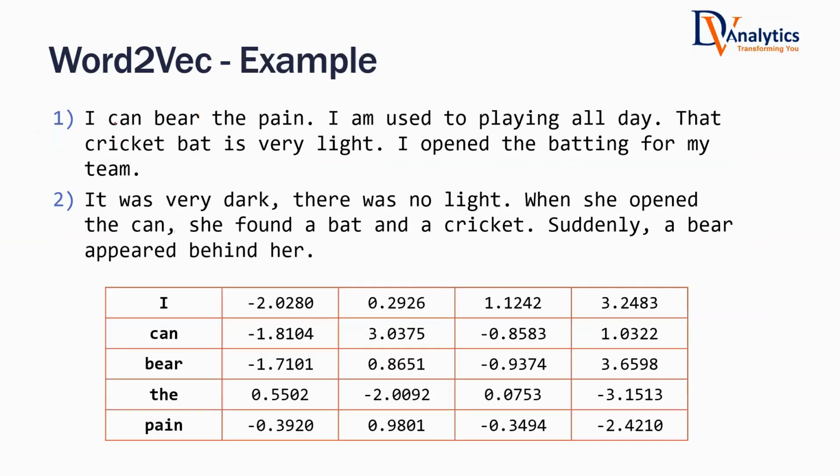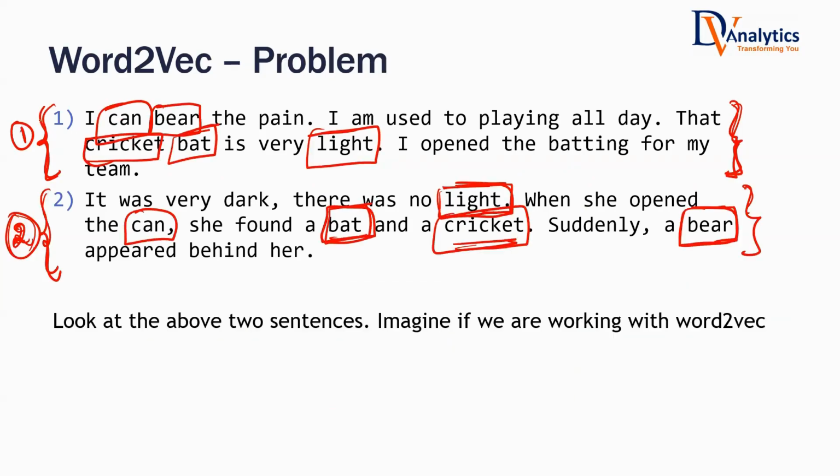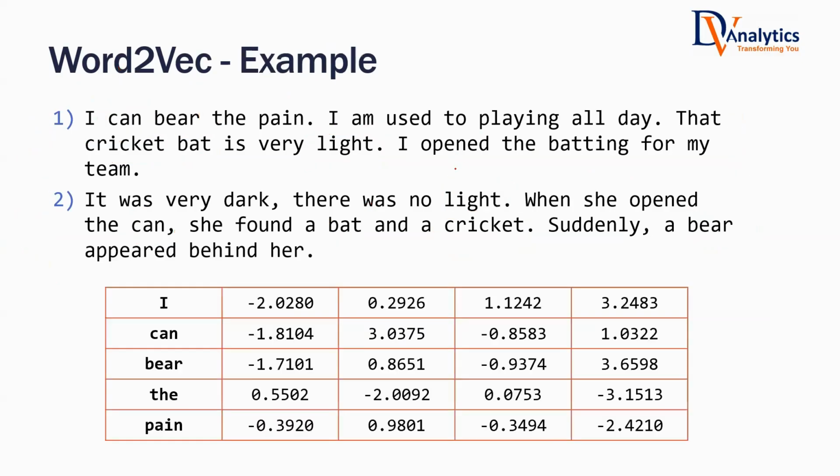So what I'm trying to say here is Word2Vec. If you use this data and if you have these two different contexts, Word2Vec will give the same vector representation for this can and this can. It will give the same vector representation for this bear and this bear. It will give the same vector representation for this light and this light. That is the problem. So I can bear the pain. It will be this vector, and these vectors are static.